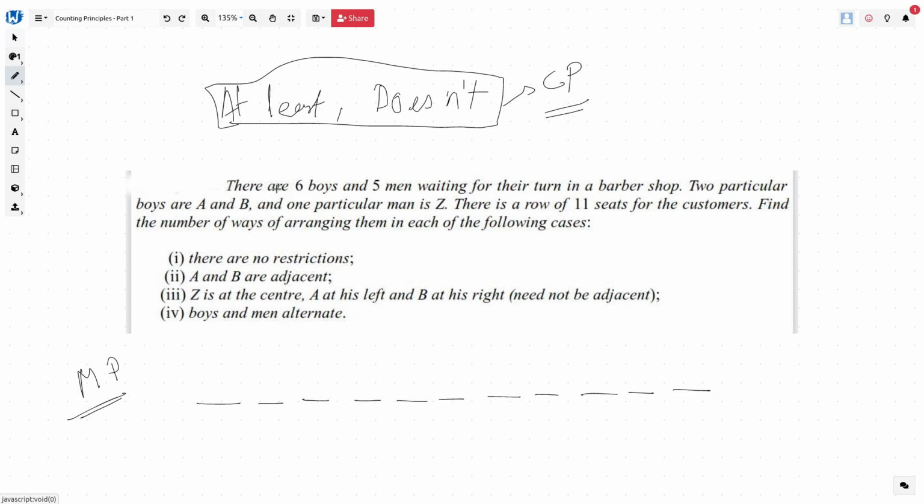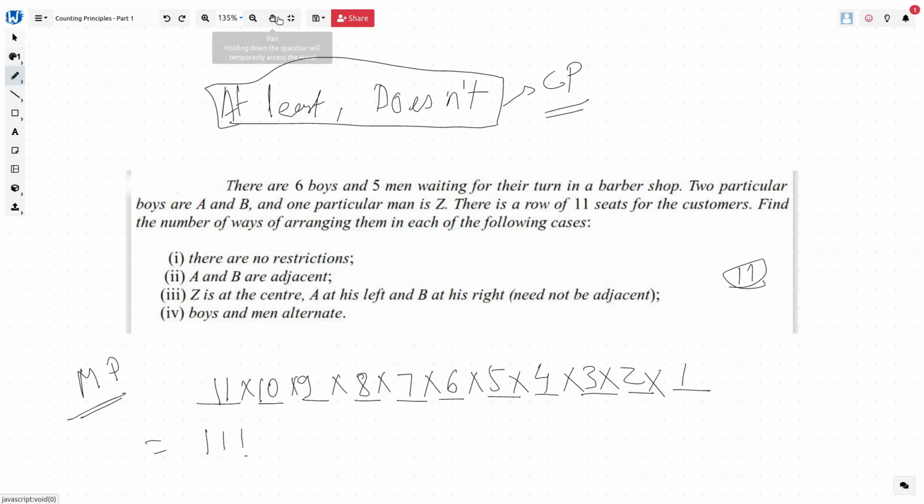Since there are no restrictions, there are 5 boys and 6 men, so we have 11 options for the first seat. Once a boy or a man sits, we are left with only 10 options. Then we are left with 9 options, and henceforth 8, 7, 6, 5, 4, 3, 2, 1. So the total number of ways we can arrange them is this. If you multiply all the numbers starting from 11 down to 1, it is called factorial 11. But you can always multiply these numbers and get the result, right?